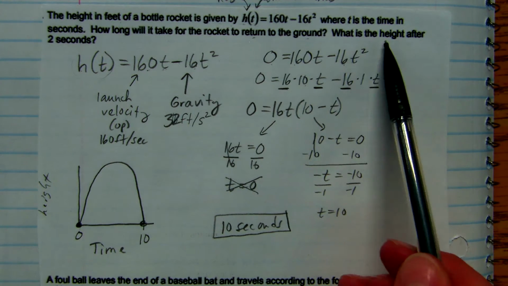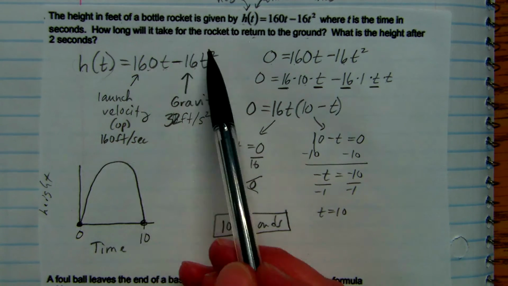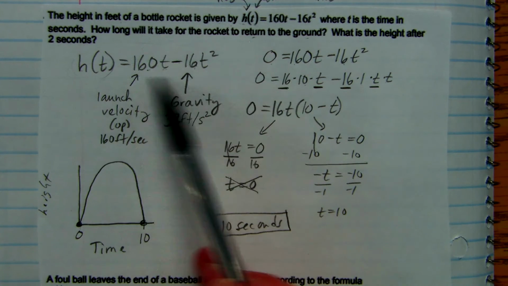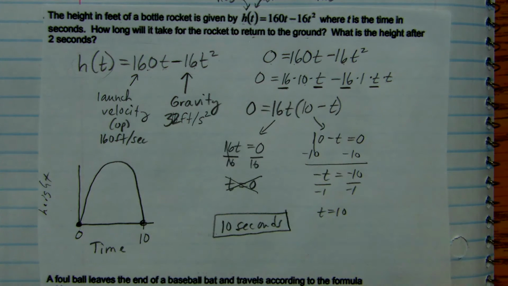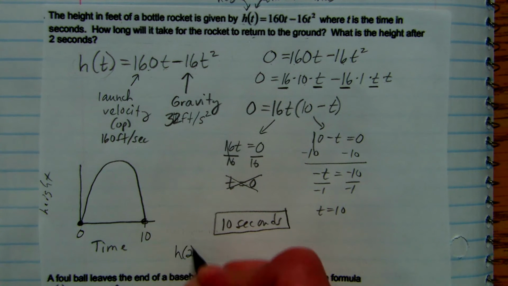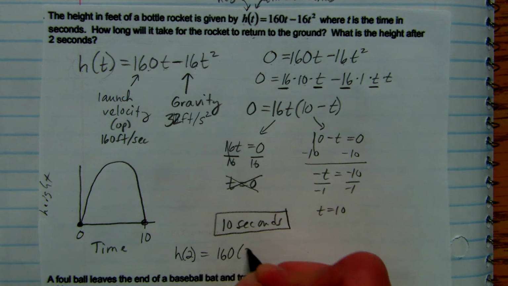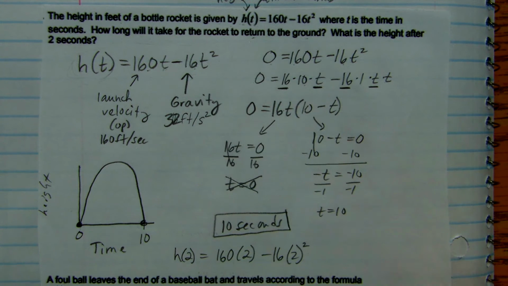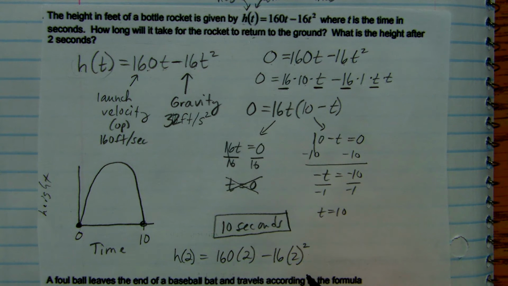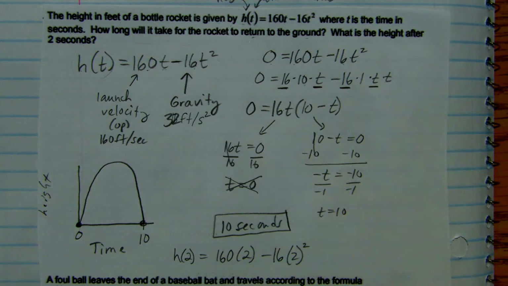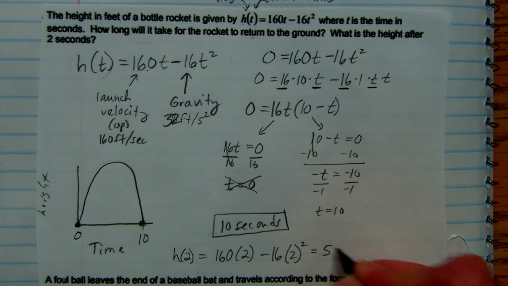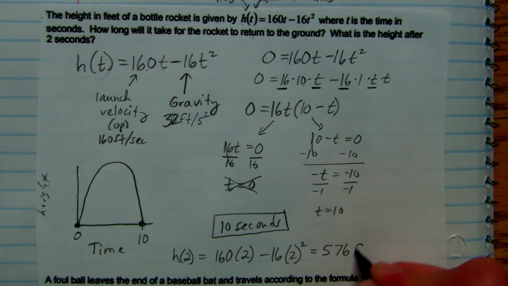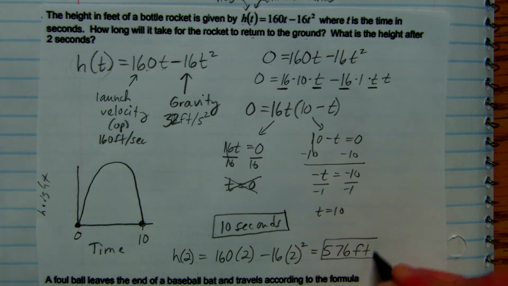So this says, what is the height after 2 seconds? Well, this is your height equation over here. All we're going to do is substitute 2 in. So we would just do h of 2, which is 160 times 2 minus 16 times 2 squared. And you could put this all into your calculator, and it comes out 576. So that'd be 576 feet.